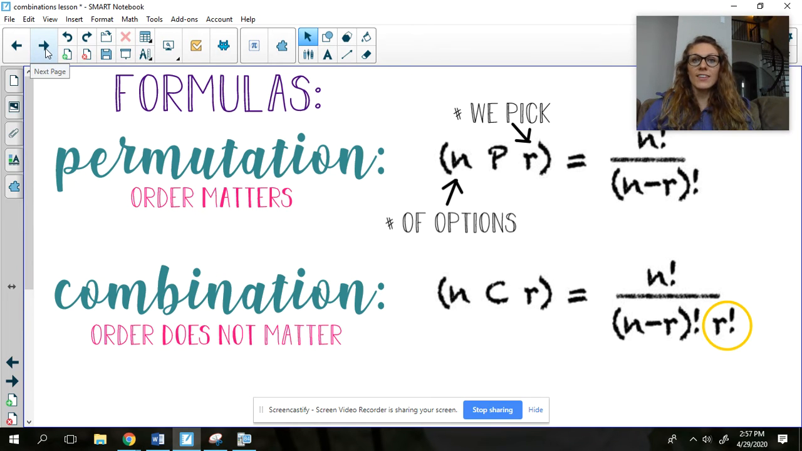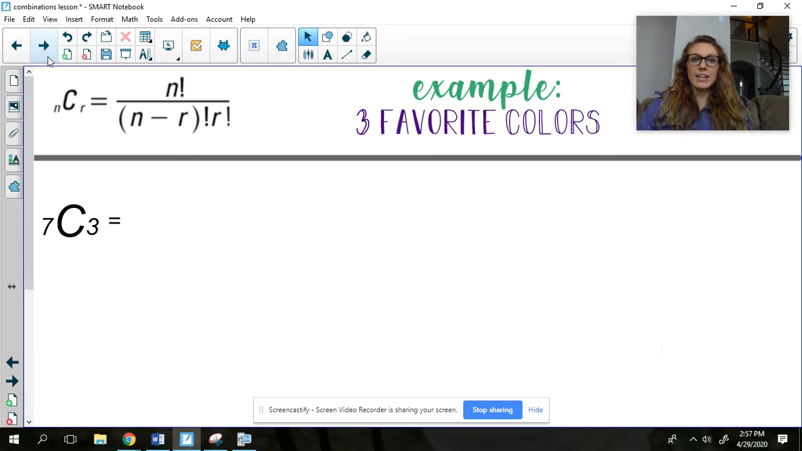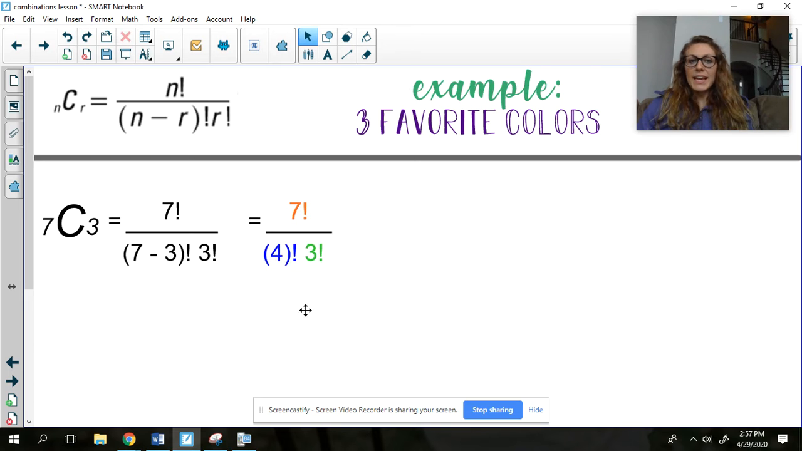So let's go ahead and solve that out and figure out what the combination of our 7 colors and choosing 3 would give us. So I've got the formula up here on the top left, 7C3. So 7 is our n value, 3 is our r value. So I'm going to substitute those values in. And now we know what 7 minus 3 is. So if we're doing this by hand, we can turn that into 4.